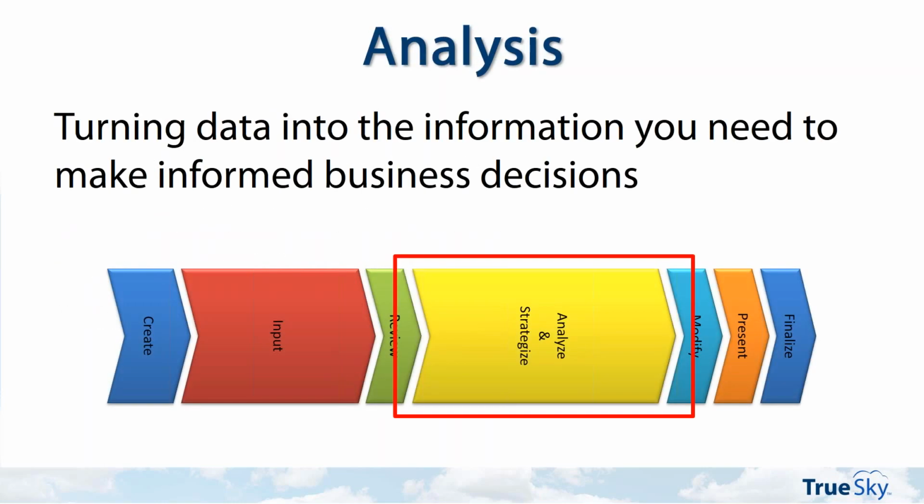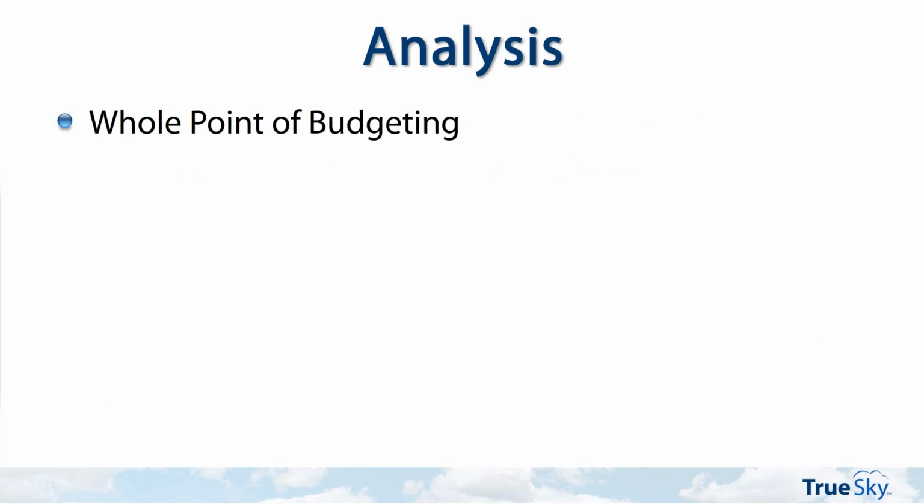Now let's move into that new phase where we're going to gain you time, which is the analysis phase. This is really turning those raw numbers into information. Everything you've done at this point is raw numbers. It's not information. This is how you turn those numbers into information that you can use to make informed business decisions. The first thing to keep in mind about analysis: this is the whole point of doing your budget. Otherwise, it's just a make-work effort.